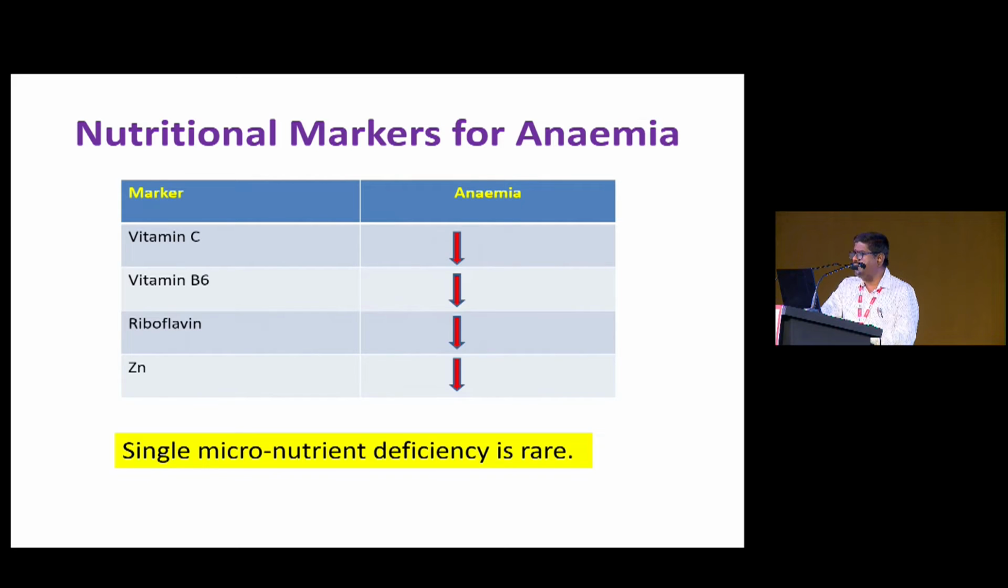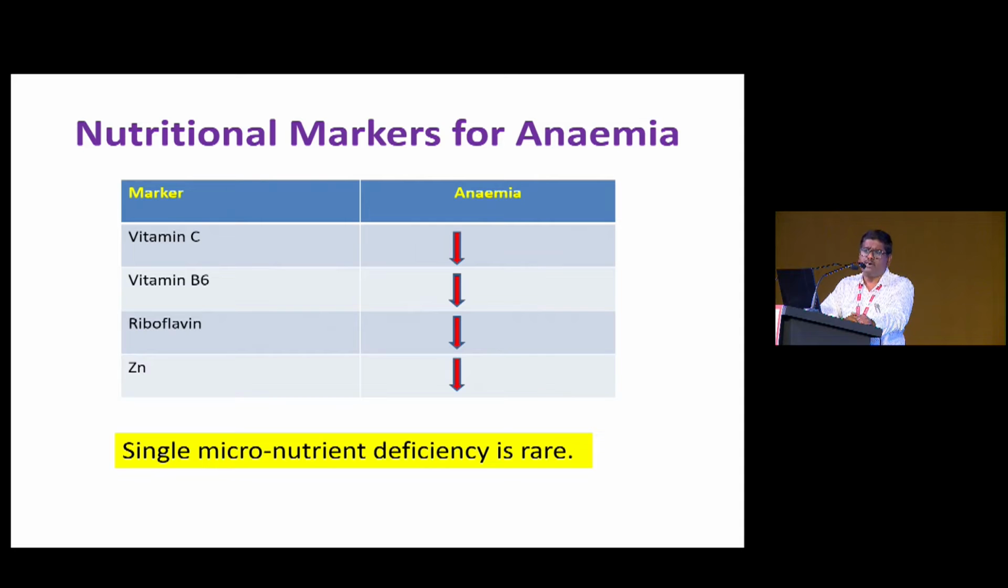Another important vitamin that can be estimated in anemia is pyridoxine, that is vitamin B6, which is a very important cofactor for hemoglobin synthesis. ALA synthase requires vitamin B6 as a coenzyme. Another important thing, vitamin B6 is required for globin chain synthesis. Similarly, riboflavin is required. Zinc is very much important. Why?